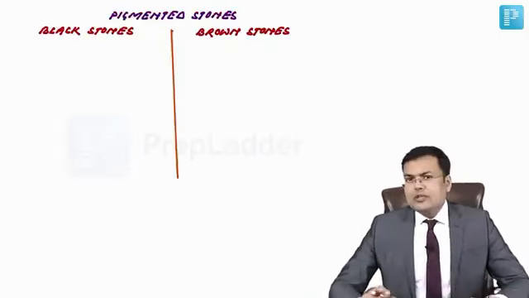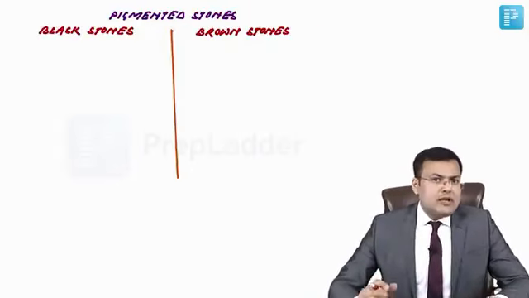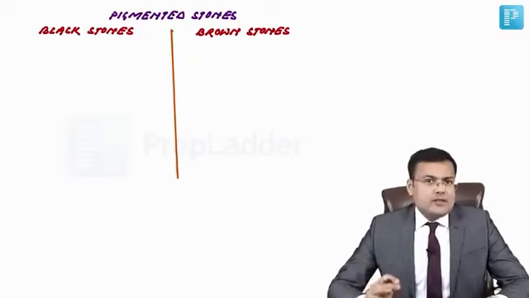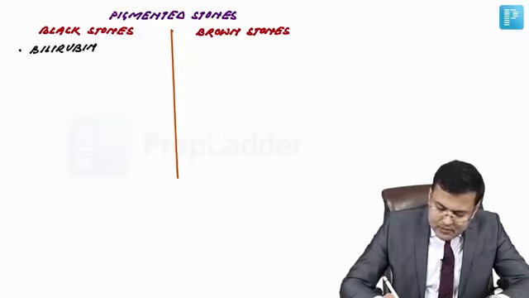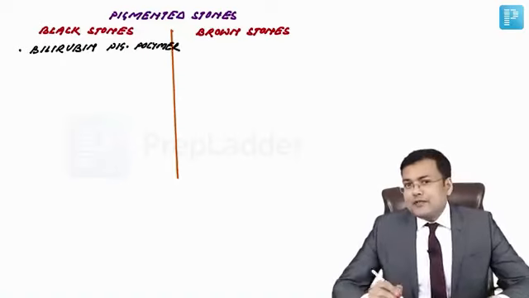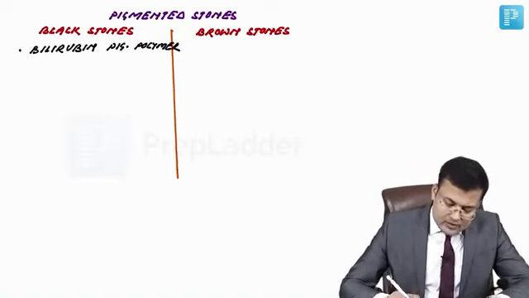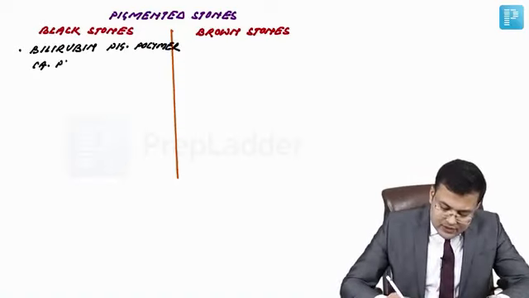Now pigmented stones, these are the most common type of stone in the Asian population. First, see the black stone. This is a bilirubin pigment polymer. Black stones are bilirubin pigment polymer of what? Calcium phosphate and calcium bicarbonate.